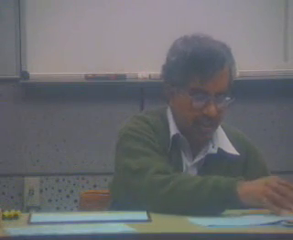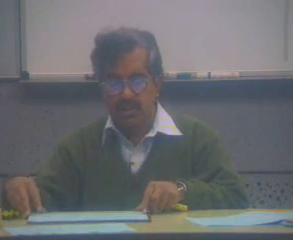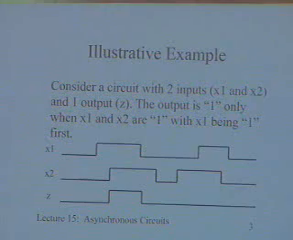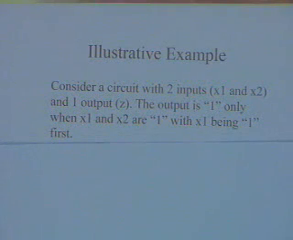So let us go through the example of doing a design of an asynchronous sequential circuit, and here we will use a very simple example to do this. The example is like this. I have considered a circuit with two inputs x1, x2 and one output z. The output is 1 only when x1 and x2 are 1, with x1 being 1 first. That is a difference. What I am trying to say is there are two inputs x1 and x2.